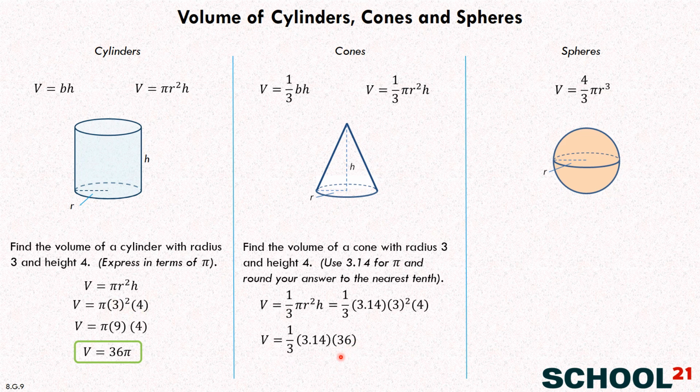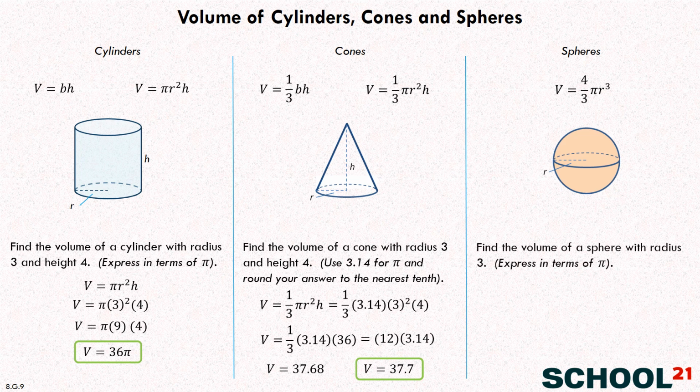Now from here, you can multiply it all out with a calculator. I like to recognize that 36 is divisible by 3. So 36 divided by 3 is 12. So then we can write that that's the same as 12 times 3.14. And then I like to use a calculator from there. So if you do that with the calculator or by hand, you'll get volume equals 37.68. And then our problem asked us to round to the nearest tenth. So we'll go ahead and do that. And volume equals 37.7. So that's how to calculate the volume of a cone.